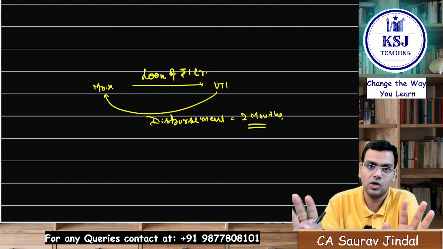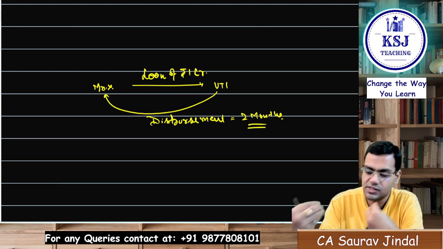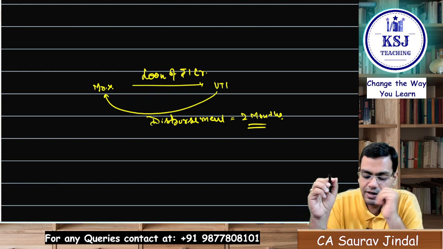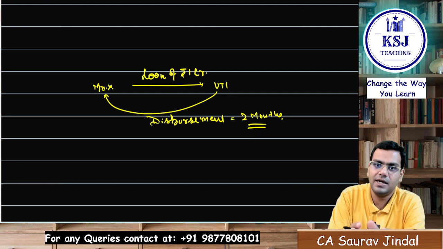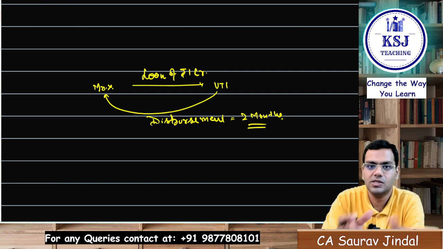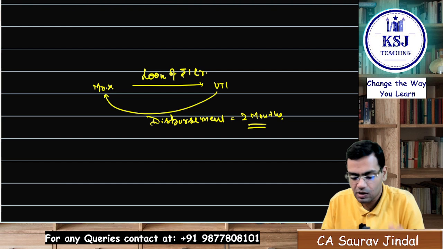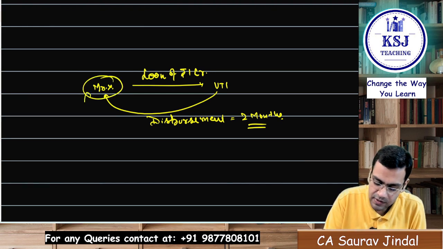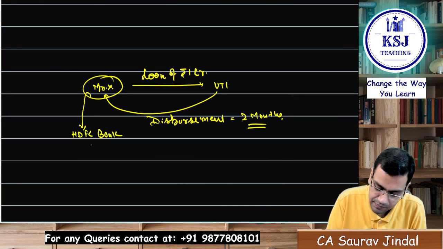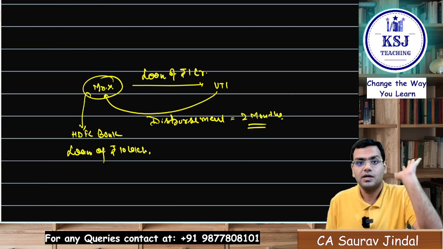UTI says, no, we can't give like that. We will disburse the full loan after 2 months. Now Mr. X in the meantime wants to start his business, wants to start his work somehow. So what will Mr. X do? Mr. X goes to HDFC Bank and asks for a loan of, let's say, rupees 10 lakhs so that he can start with the business, right?